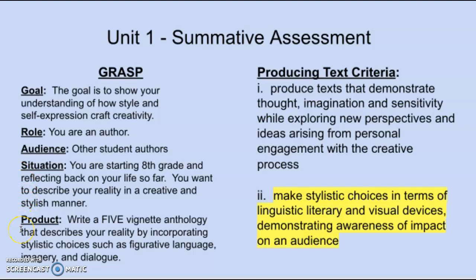The product is to write a 5-vignette anthology that describes your reality by incorporating stylistic choices, such as figurative language, imagery, and dialogue. The criteria on which you'll be assessed has 2 parts to it. This one will be focused on making stylistic choices in terms of linguistic, literary, and visual devices, demonstrating awareness of impact on an audience.